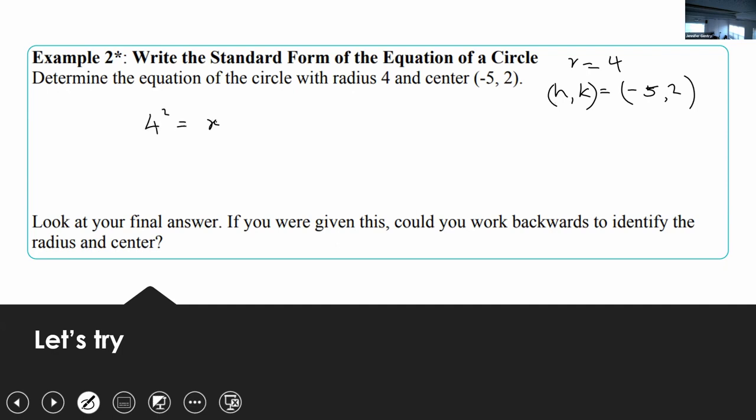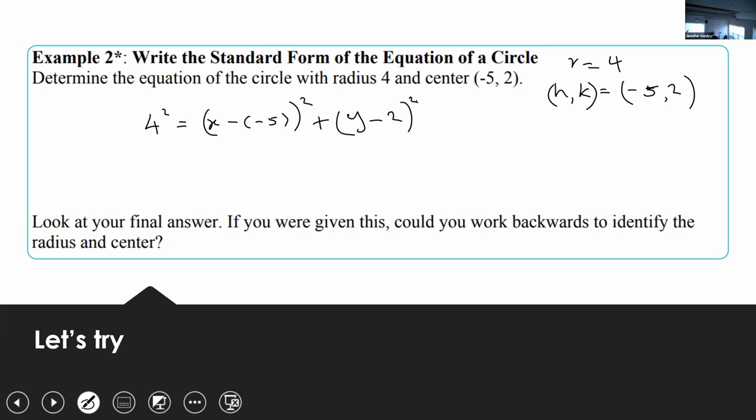Okay. What comes next? X minus minus 5. Square. Parentheses squared around the whole thing. Plus parentheses y minus what? Plus 2. Right? Parentheses squared.